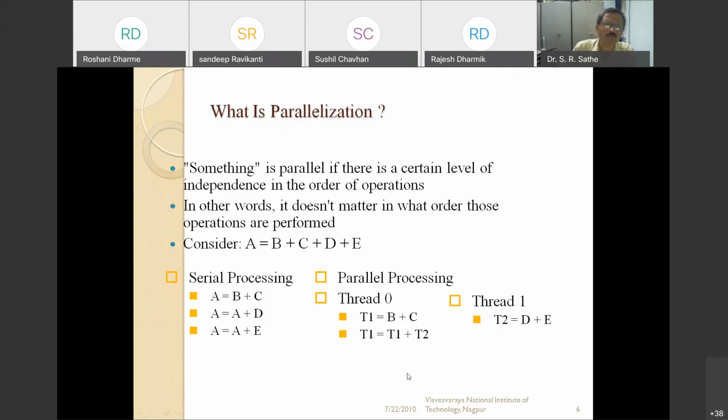However, with parallel processing you can have two threads. T1 computes the value of B plus C. Simultaneously, T2 computes D plus C. Then thread 0 gets the values of T1 and T2 and simply computes T1 = T1 + T2. With this, the same thing which required 3 instructions can be computed using 2 instructions only, giving rise to speed up.